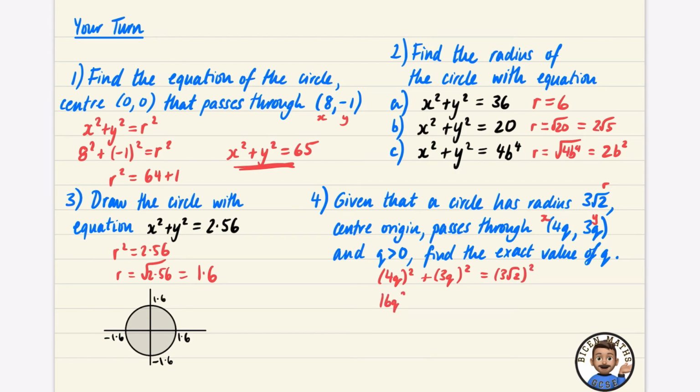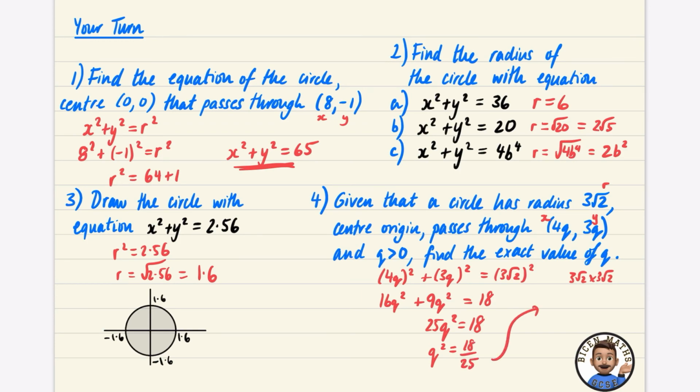So that's 16q squared plus 9q squared equals 3 root 2 squared. So it's 3 root 2 times 3 root 2. 3 times 3 is 9, and the root 2 times the root 2 is 2. So it's 9 times 2, which is 18. So 25q squared equals 18. So q squared is 18 over 25.